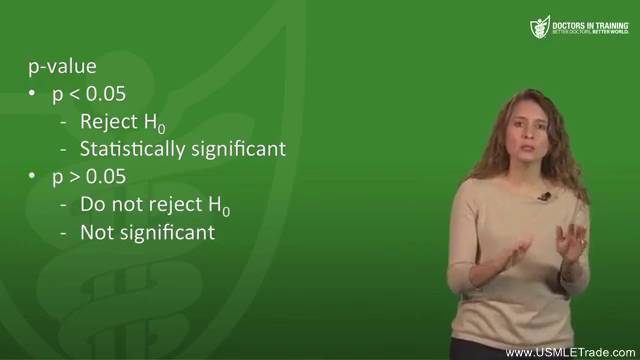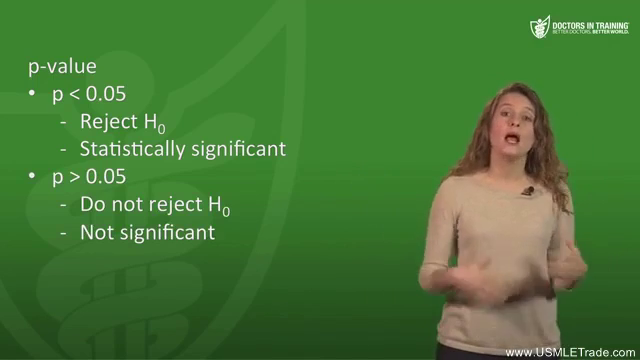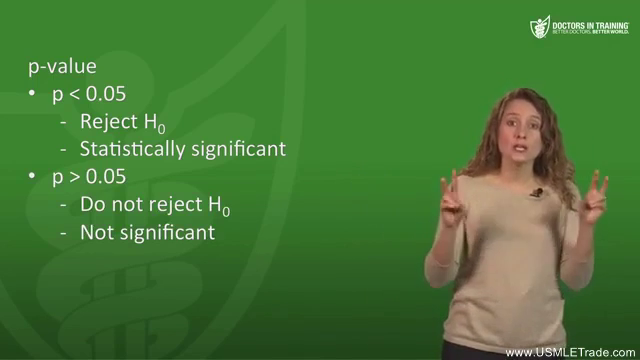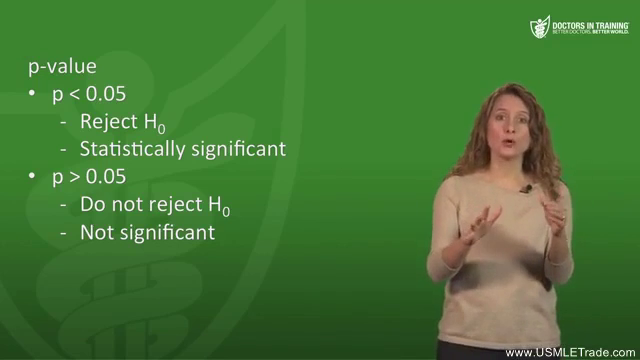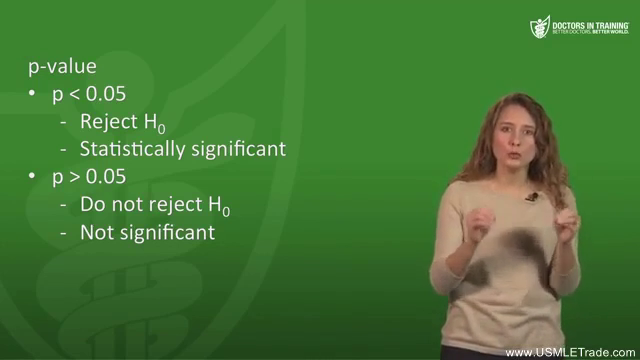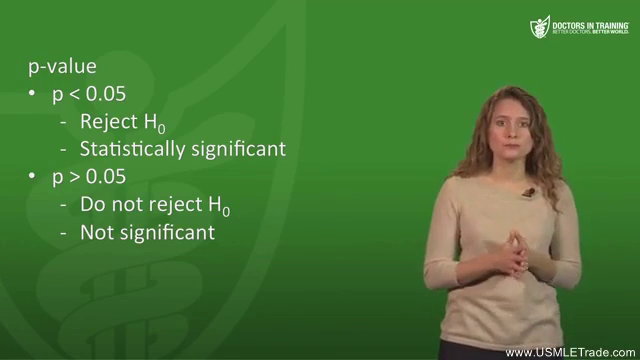Now, if the p-value is greater than 0.05, then the null hypothesis is not rejected, and the results are said to be not significant. Just so you know, this p-value stuff is pretty important. So be sure to remember what the p-value represents and how it's used to determine the significance of study results.